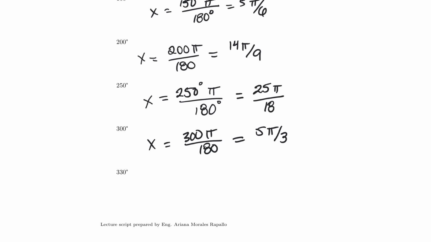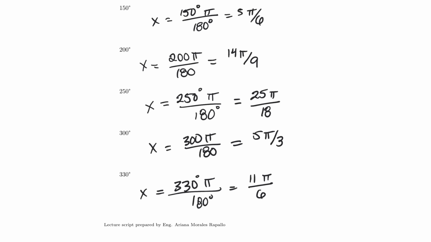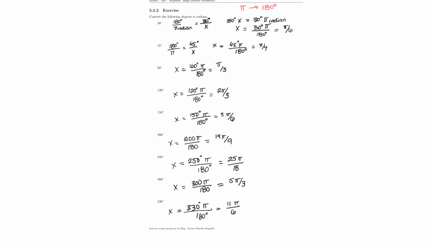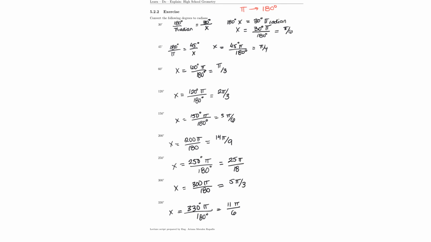And last one, this will be x equals 330 times pi divided by 180, and this will be equal to 11 pi over 6. Okay, so these are the exercises of converting degrees to radians.